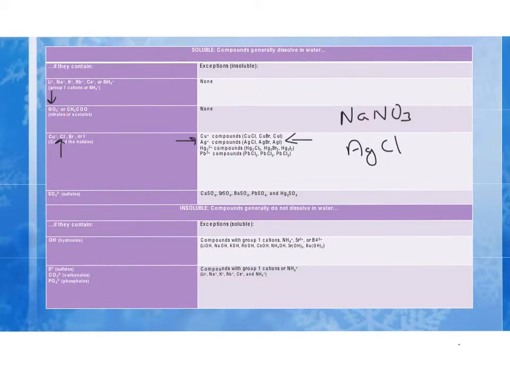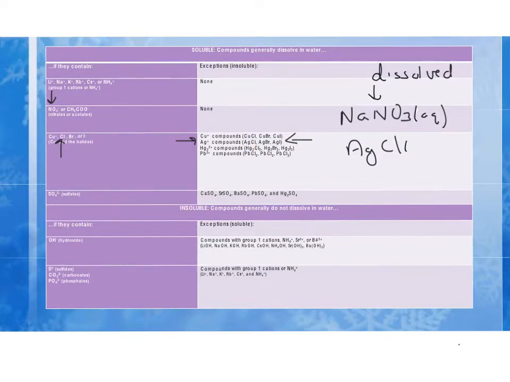So what that means is that our sodium nitrate is going to be an aqueous species. It's going to stay dissolved in water. I'm going to write down dissolved. Now, the silver chloride, again, we're still up in this part of the table, generally soluble if it contains Cl minus, chloride. But we have to look over here for the exceptions, and Ag compounds are exceptions, so silver chloride right here is an exception. So that means that is insoluble. It will form a precipitate.